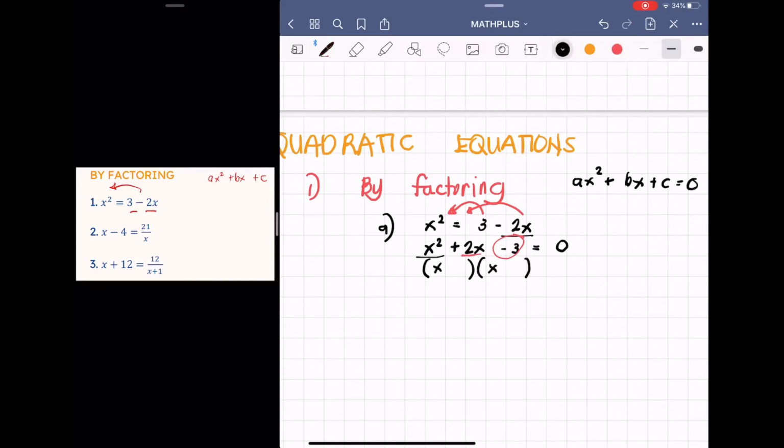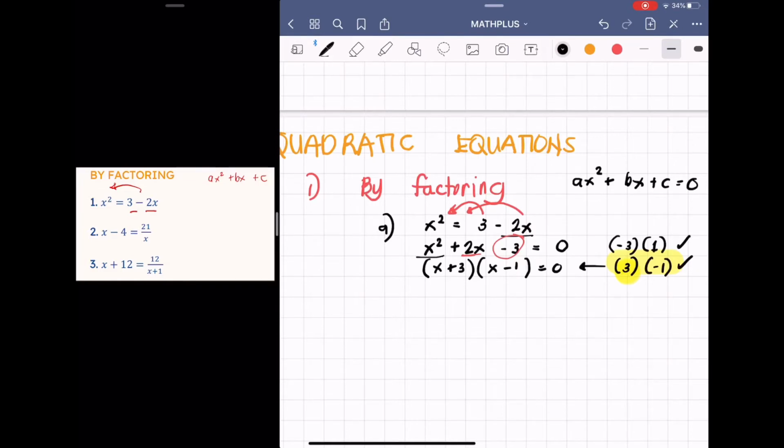Okay, so for negative 3, you have maybe two options. You have negative 3 times positive 1, or you have positive 3 times negative 1. In these two sets, which of these will show us a positive 2 sum? Of course, that is your positive 3 plus negative 1, right? Positive 3 plus negative 1 gives you positive 2, which means we'll be using these as factors in this factored form. So we have x plus 3 and x minus 1. And of course, we equate this to 0.